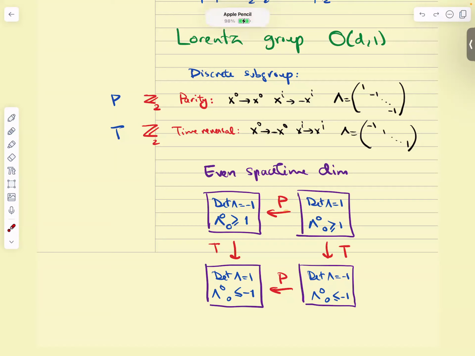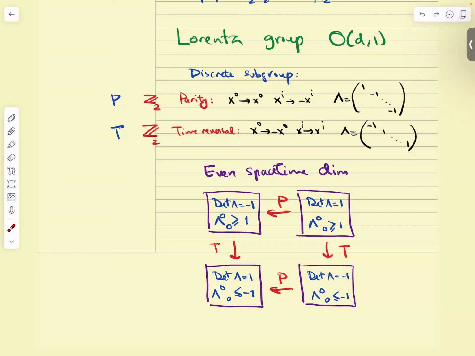Let's first start with 3 plus 1 dimensions. One thing that you need to know is that the properties of the Lorentz group are different in even and odd dimensions. If you're talking about 3 plus 1, 1 plus 1, 5 plus 1, it's one story. If we're talking about 2 plus 1, 4 plus 1, 6 plus 1, it's a different story. I'll tell this story. First, let's start with 3 plus 1 because that's what we like, and I'll come back and talk about 2 plus 1 or odd dimensions.